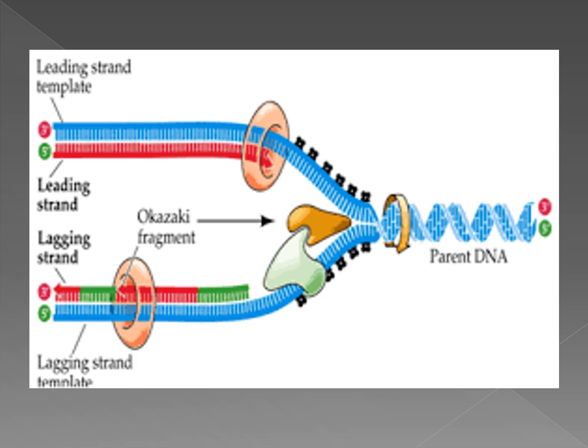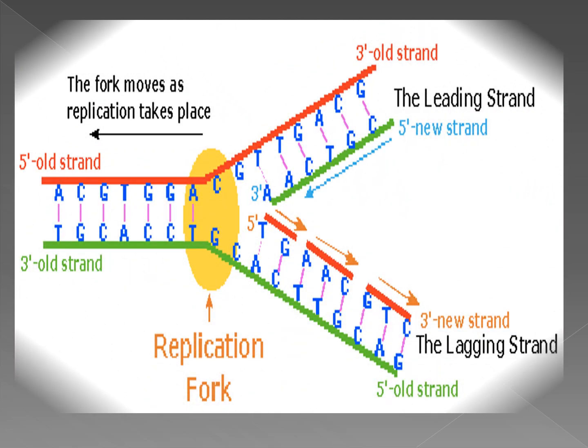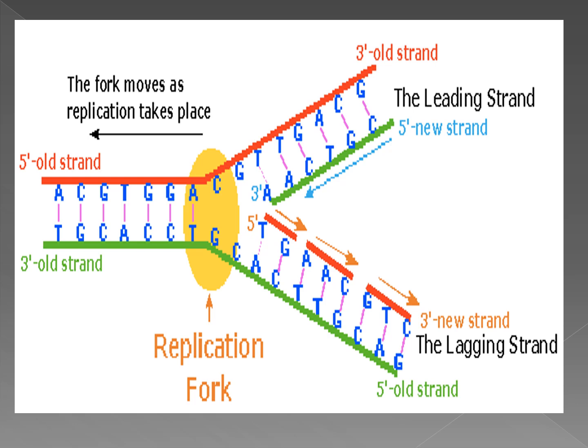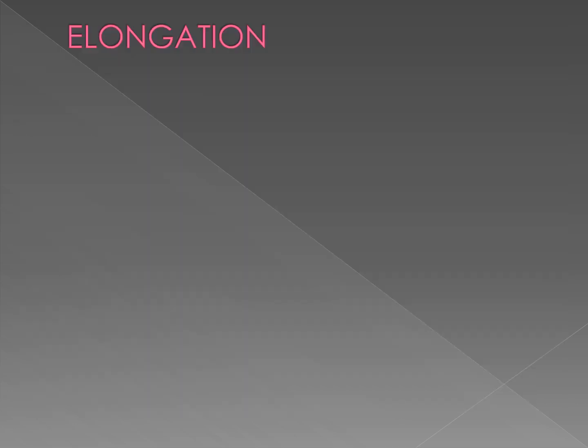Here you can see this process. In the leading strand, a primer is added to the 3' end. Then the nucleotides are joined. Here also you can see. We will go to the next part, that is elongation.